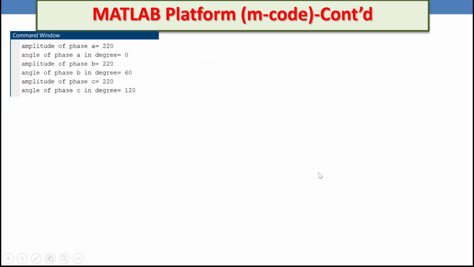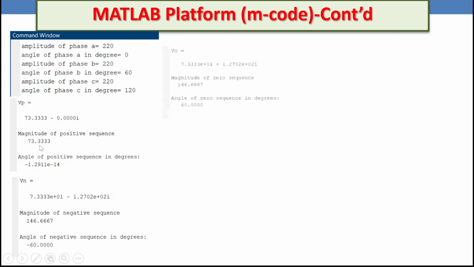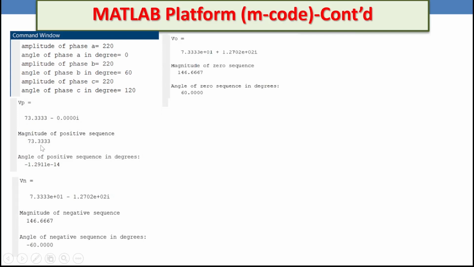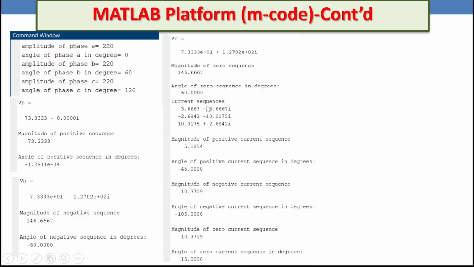So let's look at the results from the MATLAB code. We are going to input the voltages, as we have the voltage 220 angle 0, 60, and angle 120. Then we find the positive voltage, which is 73.3 as we calculated, angle 0, V negative 146.67 angle minus 60 degrees, and the zero voltage is 146.67 angle 60 degrees. Then we calculate the sequence currents. That will be 5.18 angle minus 45, 10.4 angle minus 105, and 10.4 angle 15. That exactly matches what we calculated in the example.